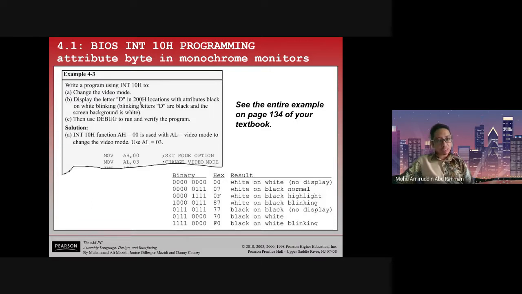So kita nak change the video mode. Tadi kita just toggle dia punya AH00, and we change the AL. So interrupt 10 function AH00 is used with AL video mode to change the video mode. Use AL03. Move AH00, move AL03 and interrupt 10H. So, settle part A. So part B, display the letter D.